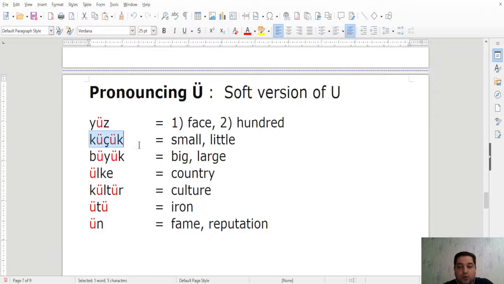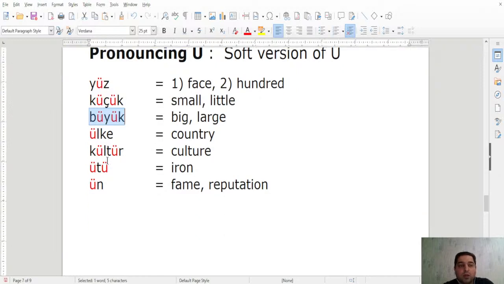Then we have küçük, not kuçuk, but küçük, which means small or little. Then we have büyük, not buyuk, but büyük. Then we have ülke, which means country. Ülke. See, it's soft. And by the way, all vowels are soft because we are following the Turkish vowel harmony rule.